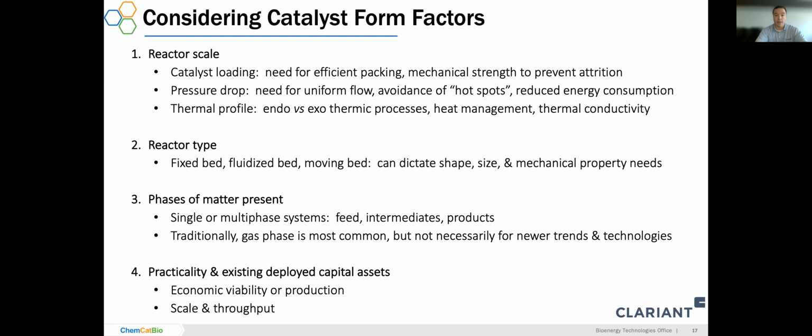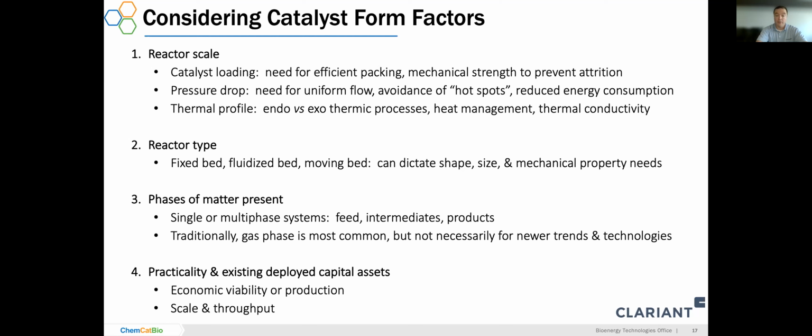A lot of times there's a thermal profile that needs to be managed. Bruce mentioned the endothermic nature of the STC process that's fueled by coke burn. Sometimes there are very exothermic processes that can also be problematic. So the reactor needs to be designed and the catalyst needs to be engineered such that you can control the thermal profile in your reactor bed to get the target performance that you're going after.